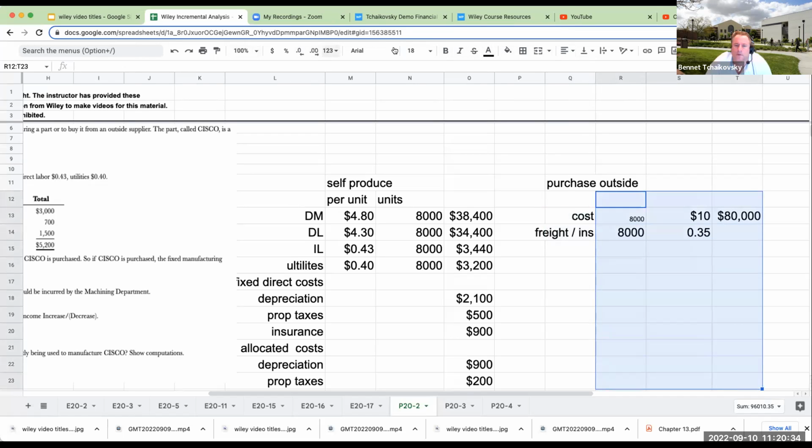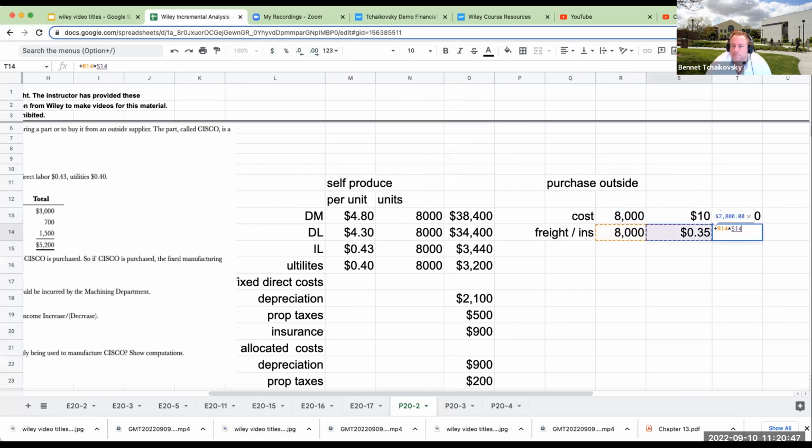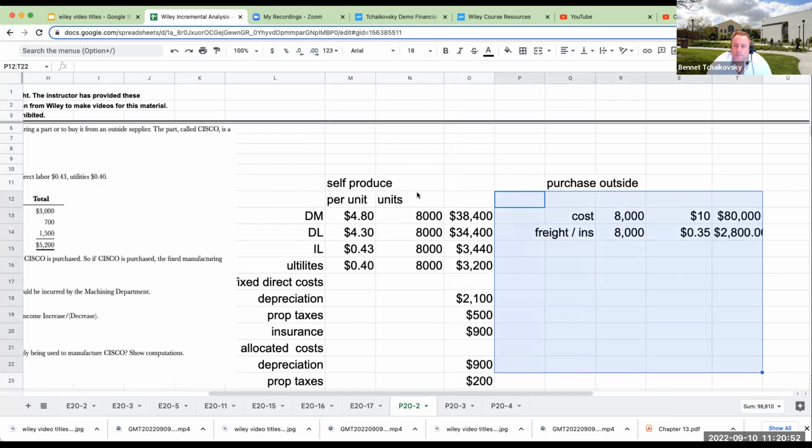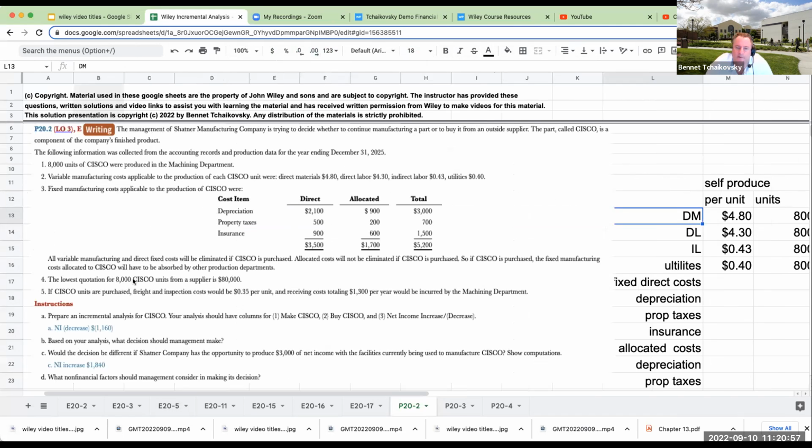Or 2,800. The other thing it also tells us is that all variable manufacturing and direct fixed costs would be eliminated. The allocated cost will not be eliminated if Cisco is purchased.